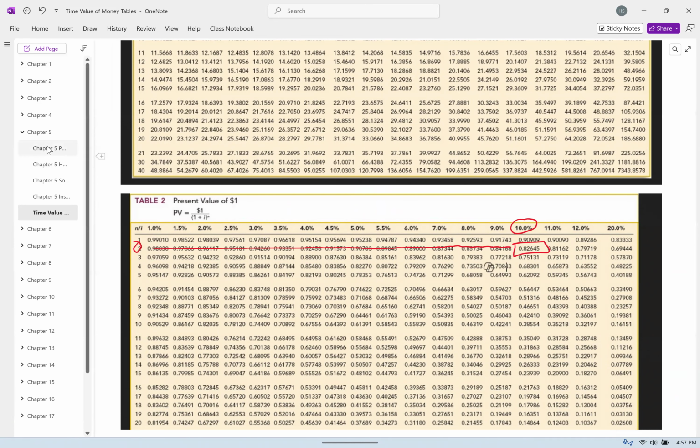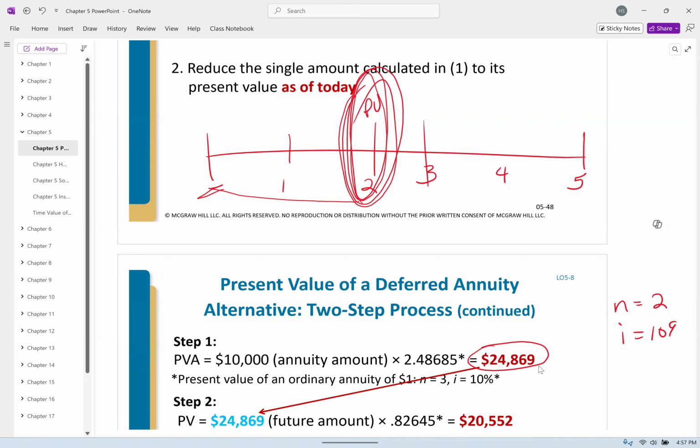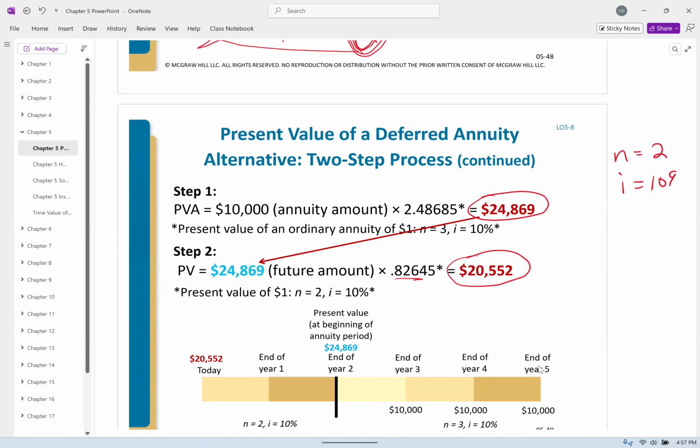And then we're going to multiply that times that 24,869. And then that would give us a present value. Oh, there's that factor of 20,552. What does that mean? You would be willing to pay $20,552 to receive a $10,000 payment starting 2 years from now for 3 years. Okay. So that's how you have to do that.